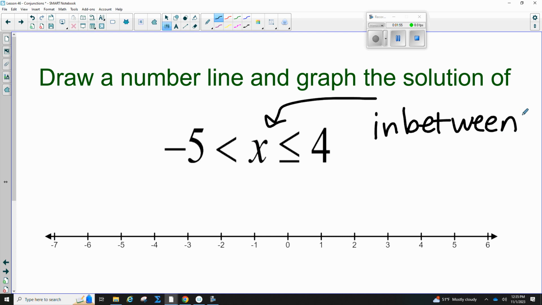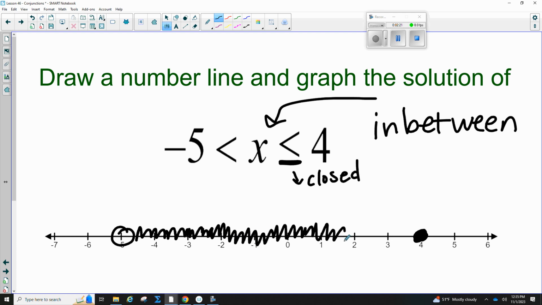Now, negative 5, there's no line underneath, so that means we're going to do an open circle on negative 5, right? Okay, and then this one that goes up to 4 has the line underneath, which means closed circle. All right, so I'm going to do a closed circle on 4. And the solutions are all of the numbers in between. That's it, okay? Open circle, don't forget these guys are open. On negative 5, closed on 4, shade in between.